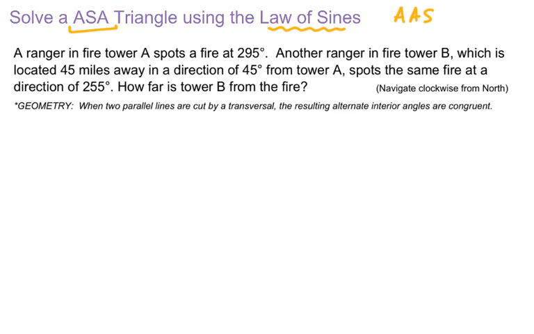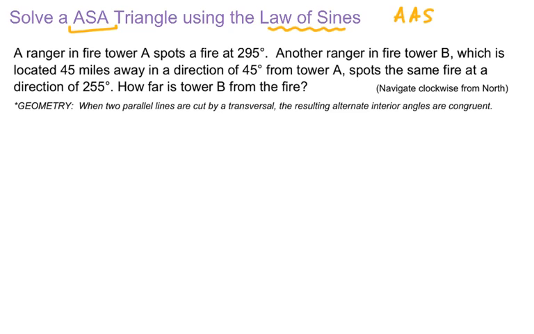Here we have an application problem. Let's read the problem first. A ranger in Fire Tower A spots a fire at 295 degrees. Another ranger who's in a different Fire Tower B, which is located 45 miles away in a direction of 45 degrees from Tower A. So we built these two fire towers.